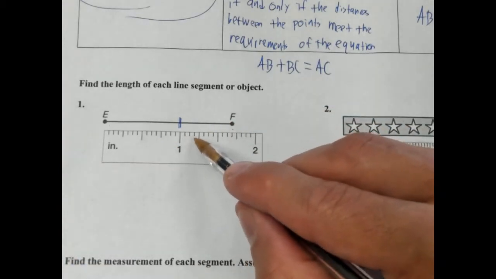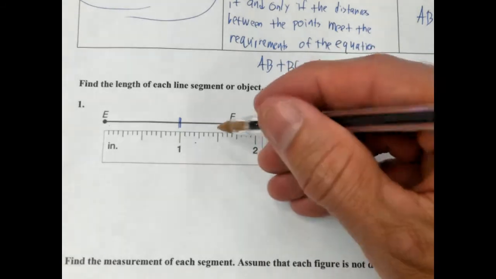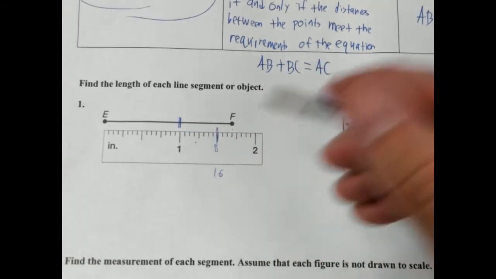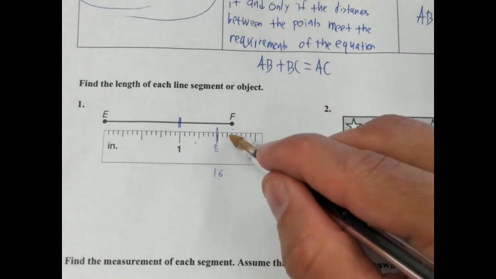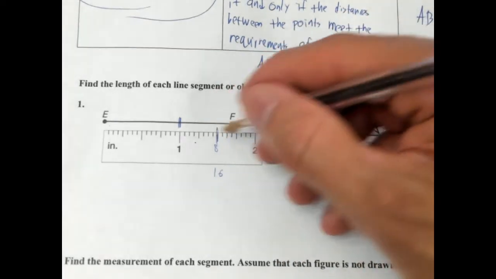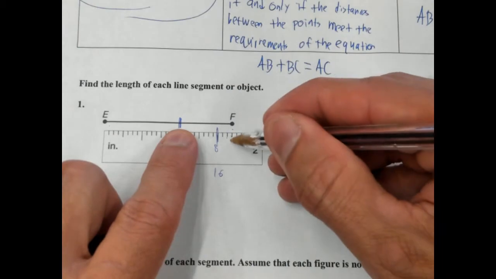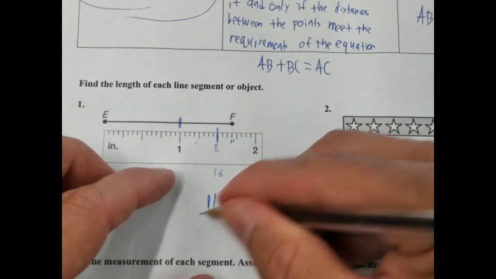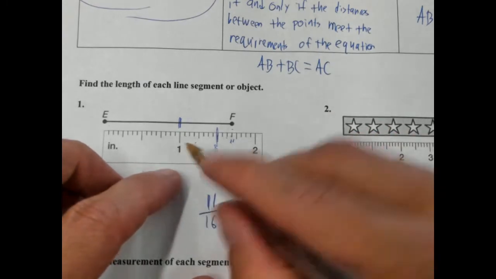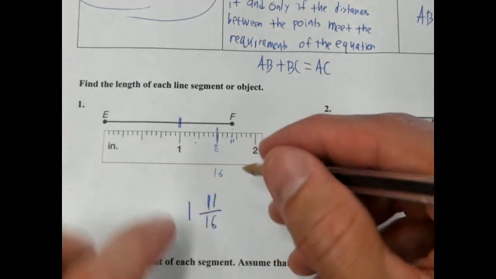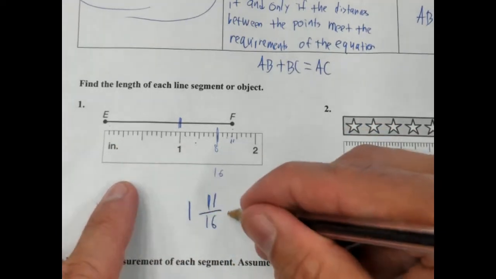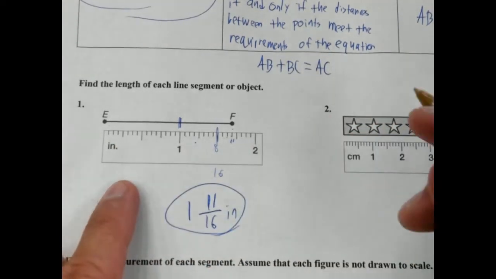So 1, 2, 3, 4, 5, 6, 7, 8. That's the halfway point. So the halfway point is 8. Obviously, the whole thing is 16. Okay? So 9, 10, 11. So this is actually 11 sixteenths, right? This would be 11 out of 16. So that's going to be our fraction. So 11 is our numerator, 16 is our denominator, and our number here is 1. So this is a mixed number. So this is the distance, but don't forget to write the unit of measurement, which in this case is inches. And that's it. That's all you got to do.